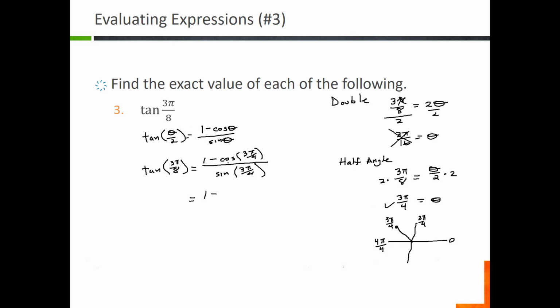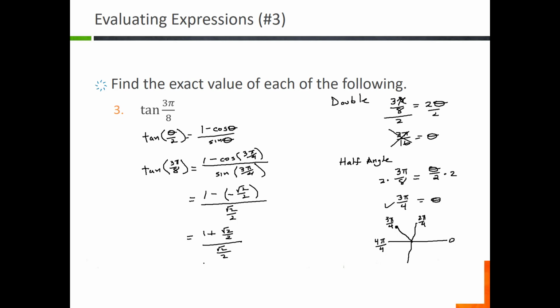What do we know about cosine in the second quadrant? It's negative, and the cosine of pi over 4 is root 2 over 2. What do we know about sine? It's positive, so we're going to have a positive root 2 over 2. So that means if we simplify things here, we have in the numerator 1 plus root 2 over 2, all over another root 2 over 2. Again, that's pretty much our answer.